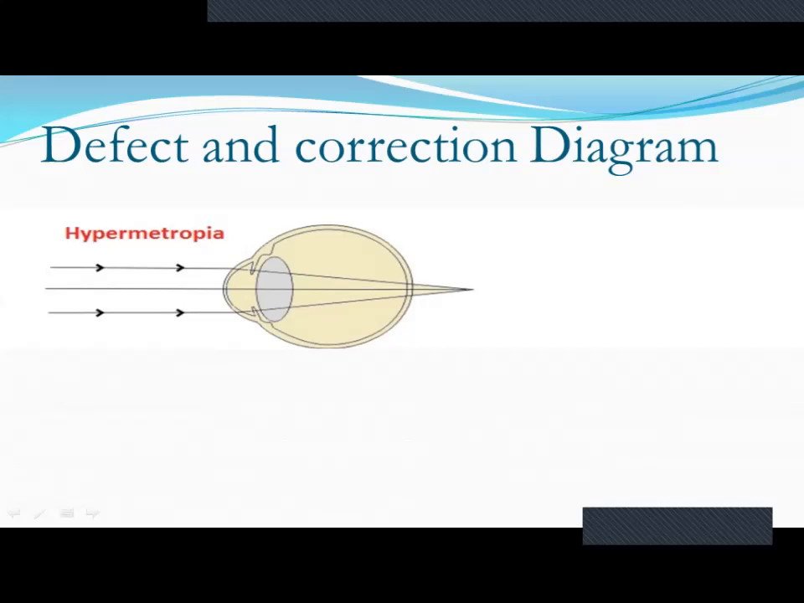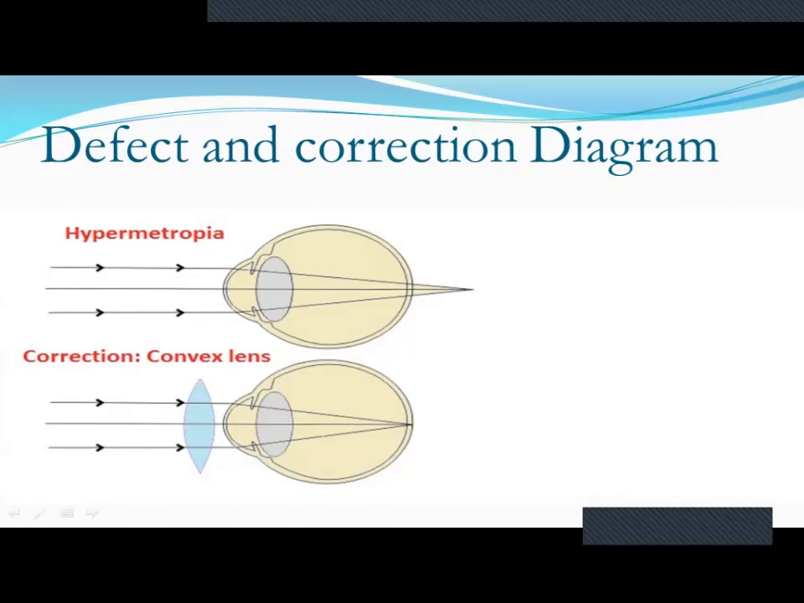Shall we see the correction diagram of hypermetropia? Yes. Correction is done by convex lens. Can you see this convex lens? So what will it do? It will converge the light. It will converge comparatively. For concave, it diverges because it is captured before the retina. Here the problem is behind the retina.